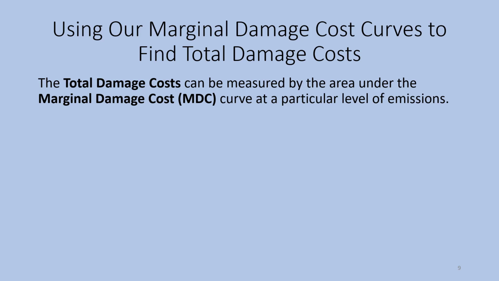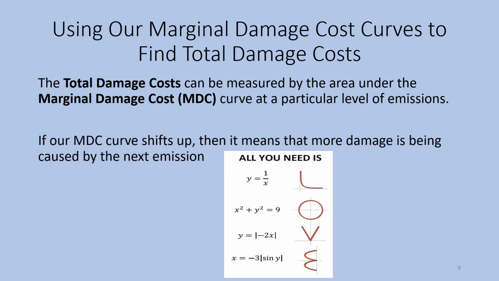So again, make sure you can interpret that on a graph, and we'll go through an example here in a minute. Just know that if our marginal damage cost curve shifts up, then it means that more damage is being caused by the next emission. So again, know what that graph is telling you and be able to mathematically interpret what's going to happen to total damage costs when your marginal damage cost curve shifts. So let's go through an example of what this might look like.